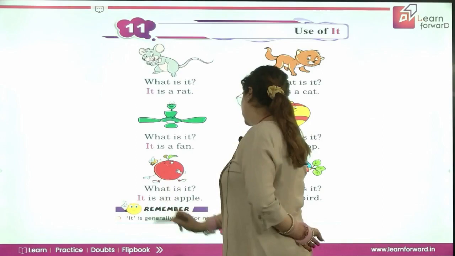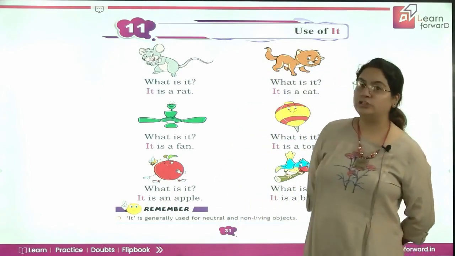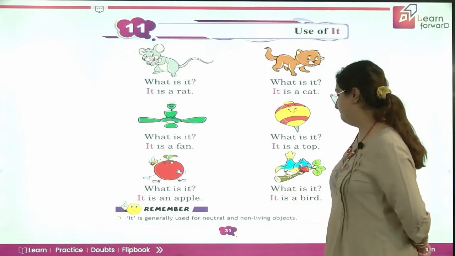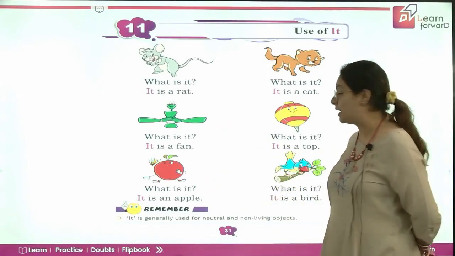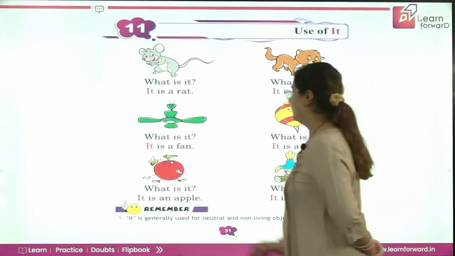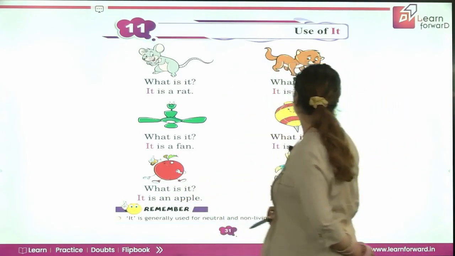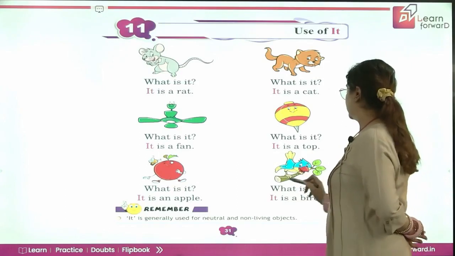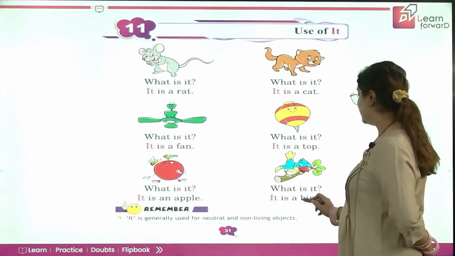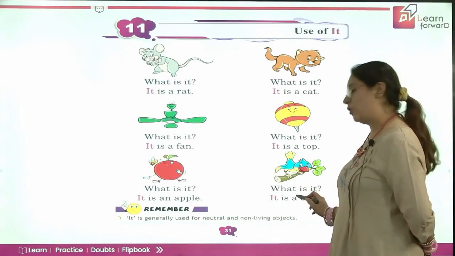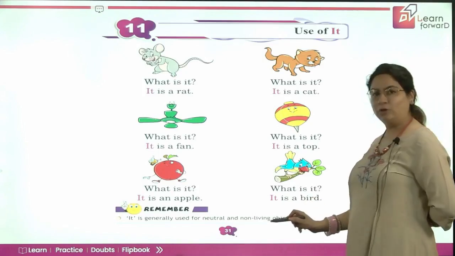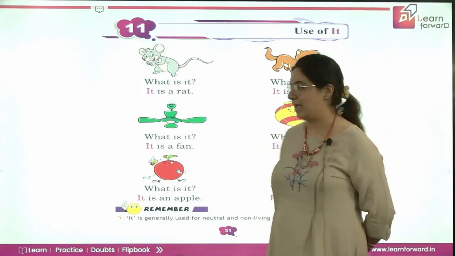And it. It generally कहाँ use होता है? Generally it use होता है non-living things, objects के आगे. It is an apple. What is it? It is a bird. अब यहाँ पे an क्यों नहीं लगा? Because it is a consonant. Yes. And it क्यों लगा? Non-living objects के आगे लगता है.